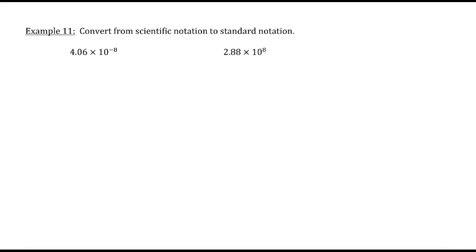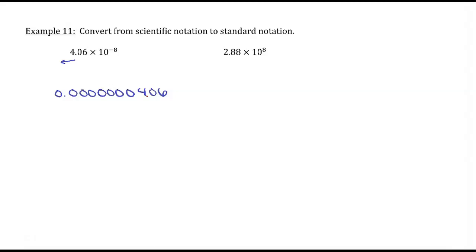Looking at 4.06 times 10 to the negative 8, having that negative exponent means that we need to move the decimal place to the left 8 places. Doing that gives us the number 0.00000000406. Notice that takes the decimal place from between the 4 and the 0, 1, 2, 3, 4, 5, 6, 7, 8 places to the left. So this is the very small number with 7 zeros before the 406.